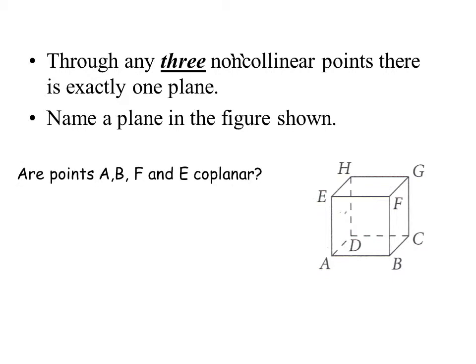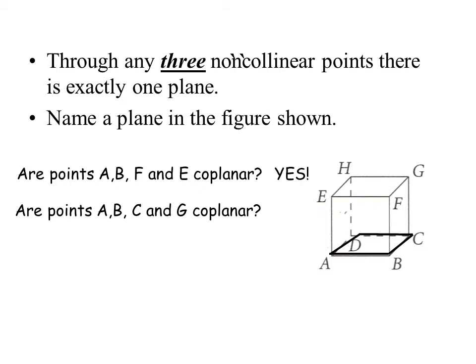Are points A, B, F, and E coplanar? So let's locate these points, A, B, F, and E. That would be this front of the box. And because I can kind of join them in a rectangle, then yes, they are coplanar. Are points A, B, C, and G coplanar? Well, let's locate points A, B, C. A, B, C would be kind of this bottom of the box, but G is up here. So I can't make one parallelogram around all 4 of those points. So no, they are not coplanar.